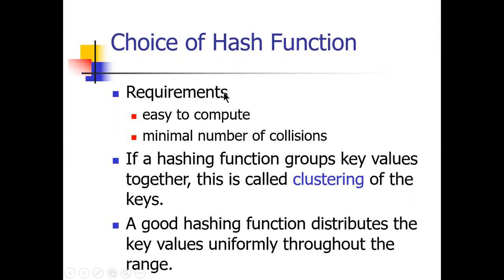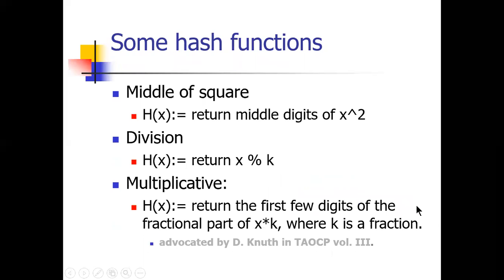Now, the choice of hash function requires the following. The requirements of the hash function: it must be easy to compute, to start with. Complex computation becomes a problem. And the minimum number of collisions also has to be considered, not a lot. If your hashing function groups key values together, this is called clustering of the keys. A good hashing function distributes the key values uniformly throughout the range.